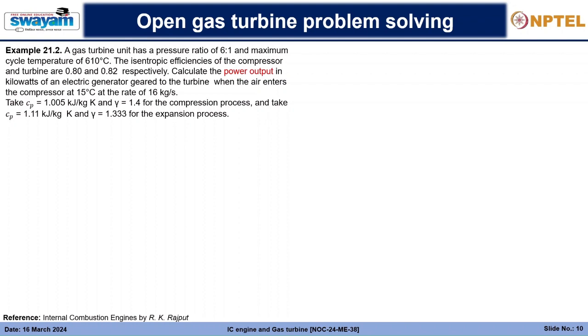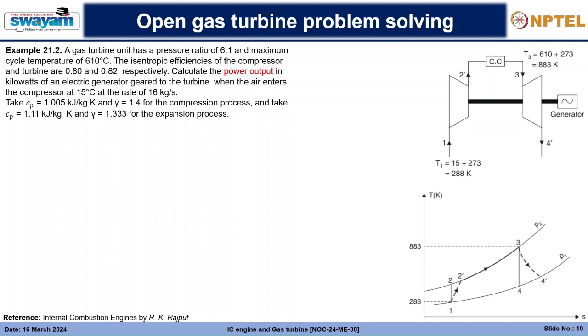Okay, then let us solve this question. So this is the schematic, and these are the values which are given. The schematic clearly shows that the air is entering at 288 Kelvin at the pressure. Is the pressure mentioned? Pressure ratio is given, 6:1.